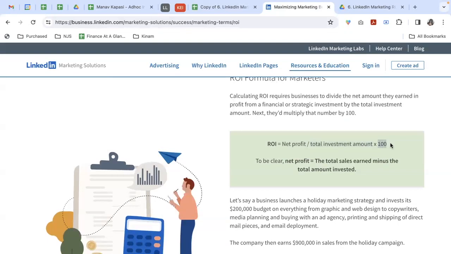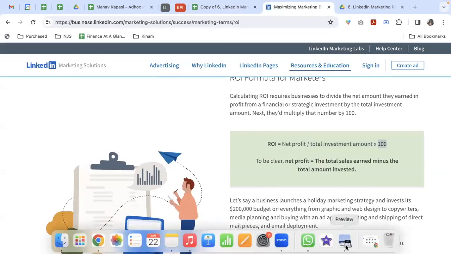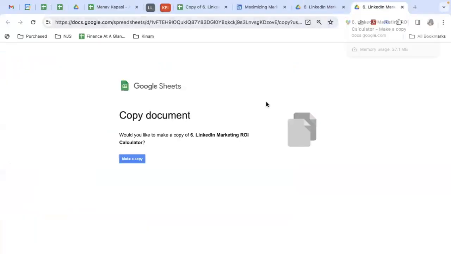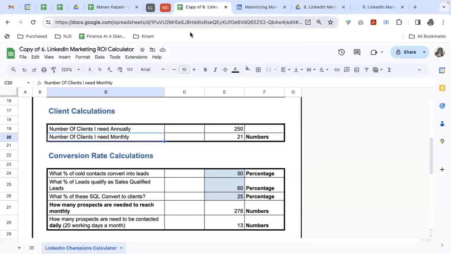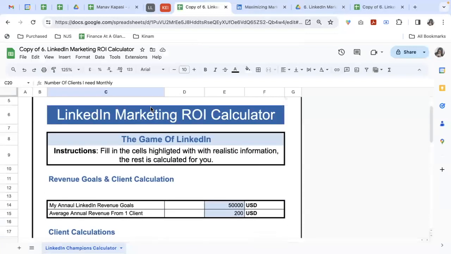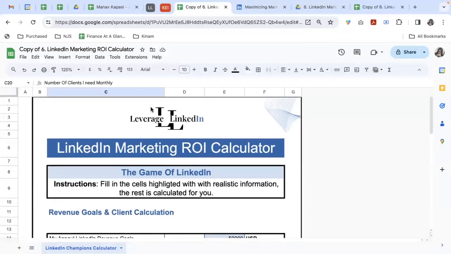All right. So when you click on the LinkedIn Marketing ROI calculator, let me just show you. You're going to be directed to the sheet and it will ask you to make a copy. When you make a copy, you would have a sheet like this. Now, let's start using this sheet. The instructions are clear. All we need to do is work on the highlighted cells. The cells are highlighted here in the color blue.